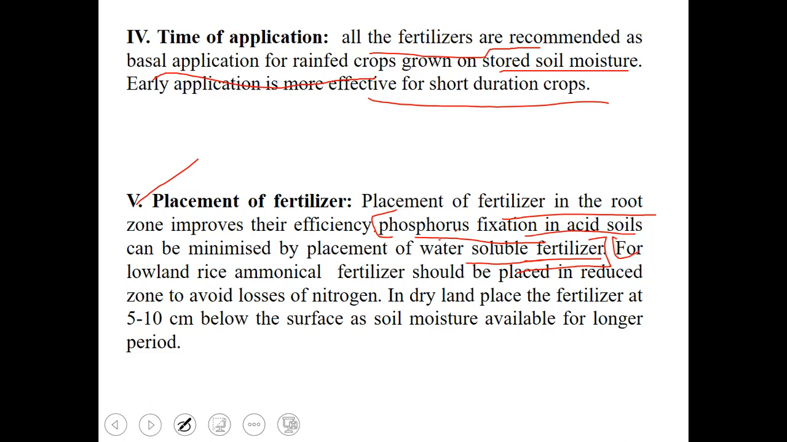Next point is for lowland rice, ammoniacal fertilizer should be placed in the reduced zone to avoid losses of nitrogen. This I have already explained. And in dryland, placing the fertilizer 5 to 10 centimeters below the soil surface can be done, because soil moisture will be available for a longer period in dryland. These 2 points I have already explained in the previous slides. You can go back and check again.